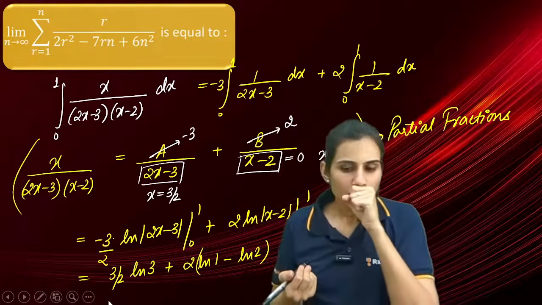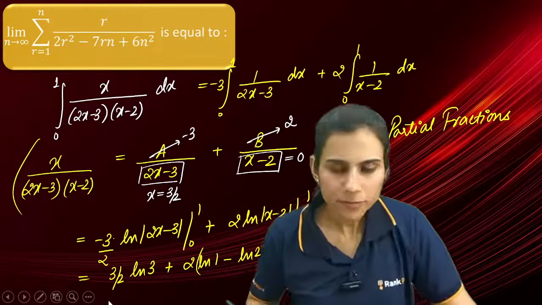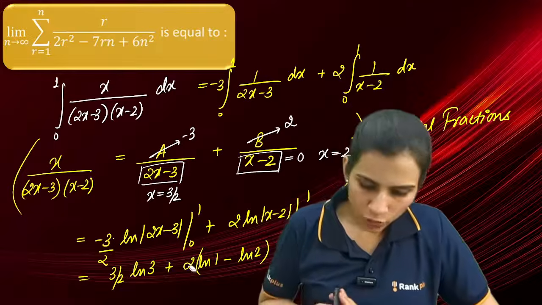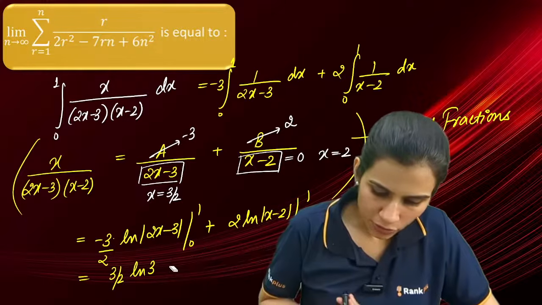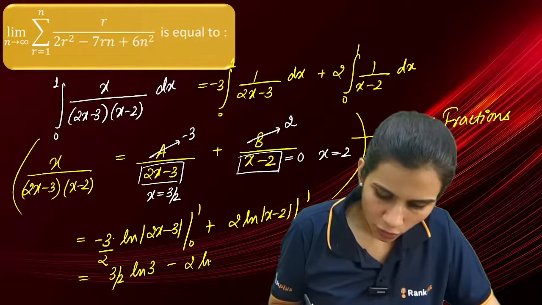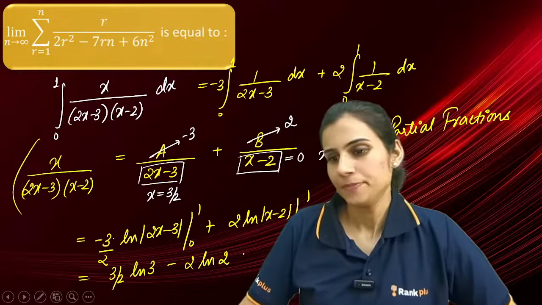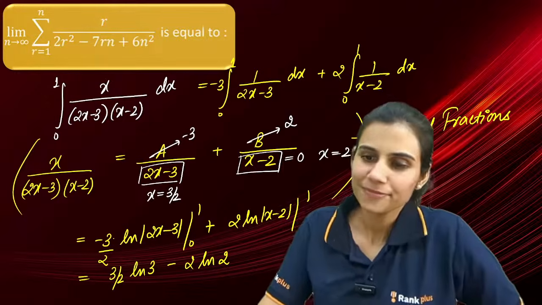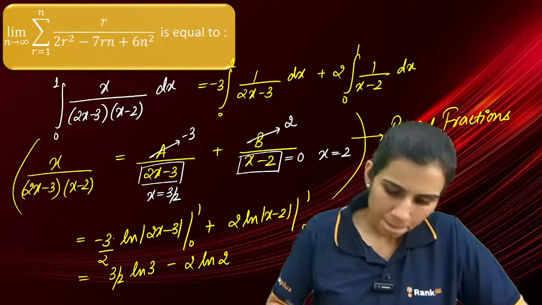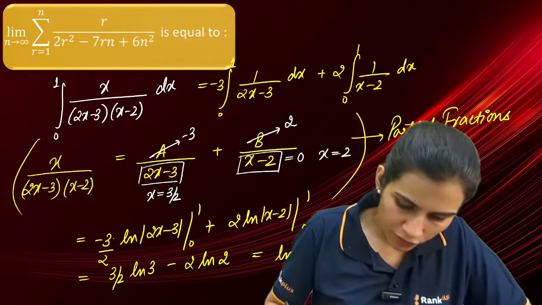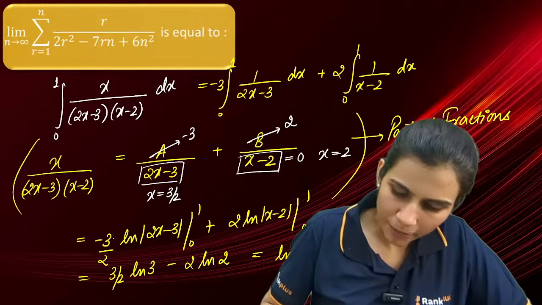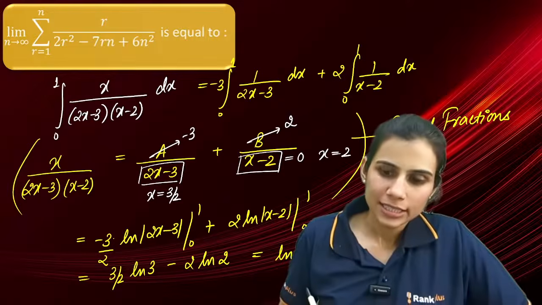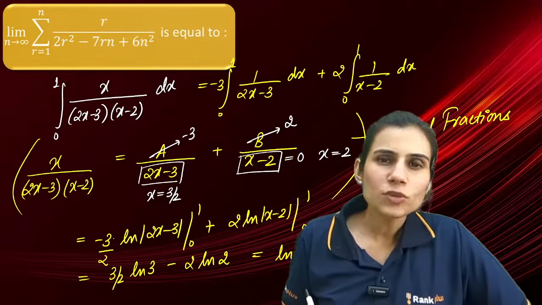Yes or no? 2 into minus log 2, this is what you get, or minus of 2 log 2. Tell me, so this becomes what? Log of 3 to the power 3 by 2 minus log 4. 3 to the power 3 by 2 is what?